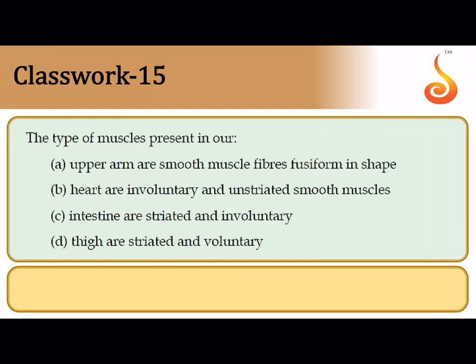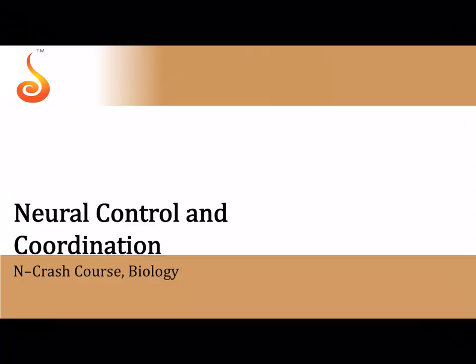The type of muscle present in our upper arm: smooth muscle, not possible. Upper arm, it is obviously your skeletal muscle. Heart is involuntary and unstriated, not possible. Heart is cardiac muscle, which is striated. Intestine is striated, no. Intestinal muscles you cannot control, they are smooth muscles, so involuntary is correct but striated is wrong. Thigh muscles are striated, they are skeletal and they are voluntary, so the last option is the correct option.